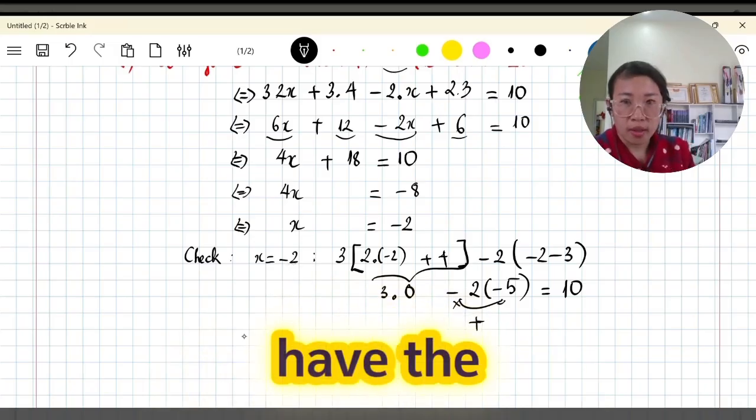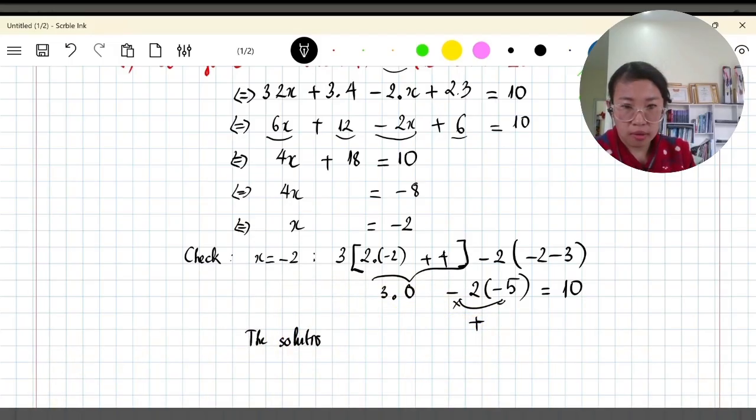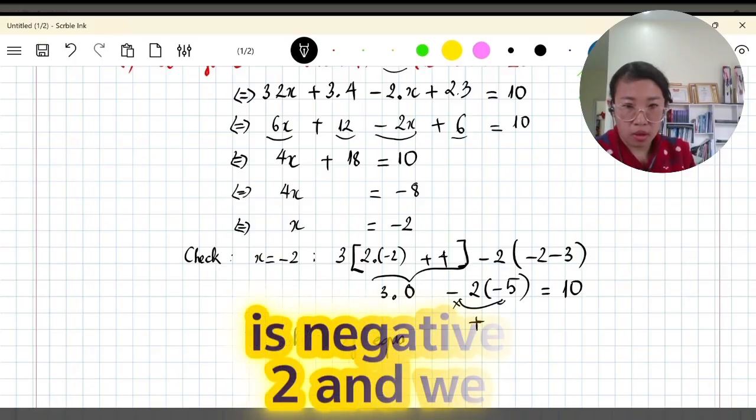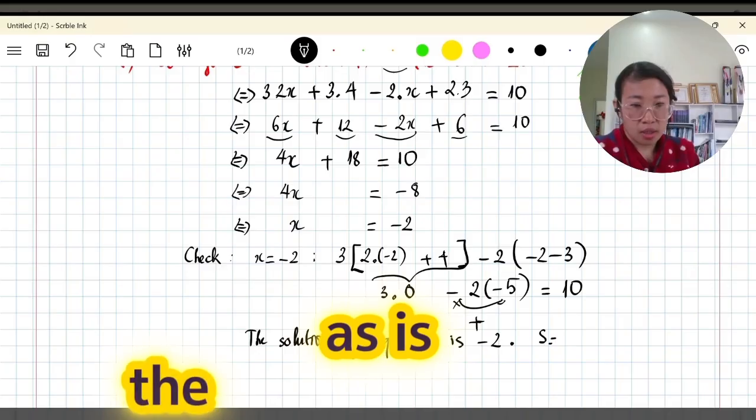So we have the solution of the equation is negative 2, and we can use the notation here as the set of negative 2.